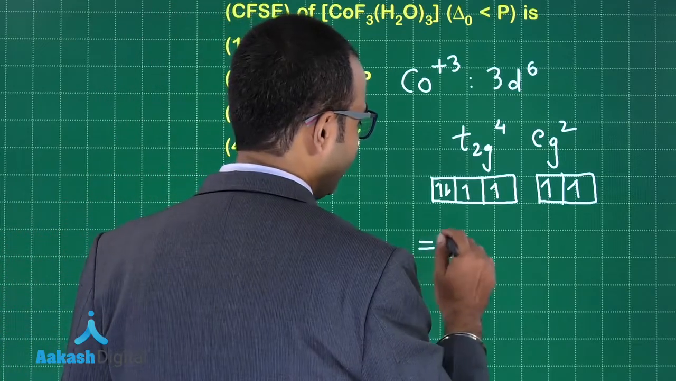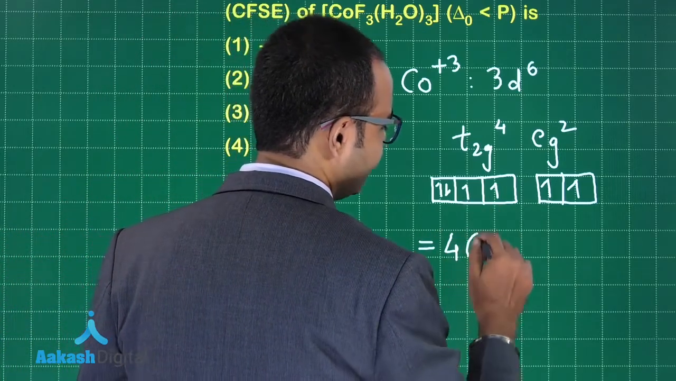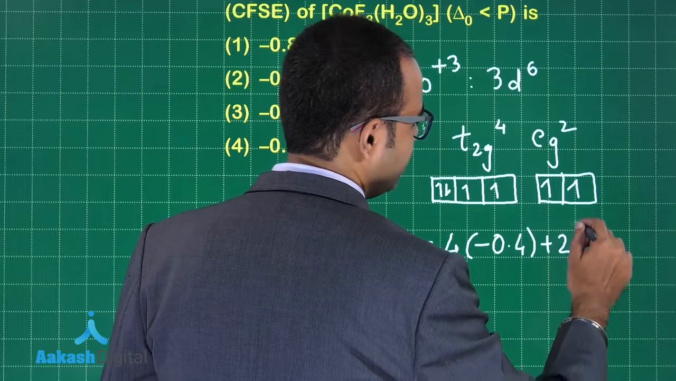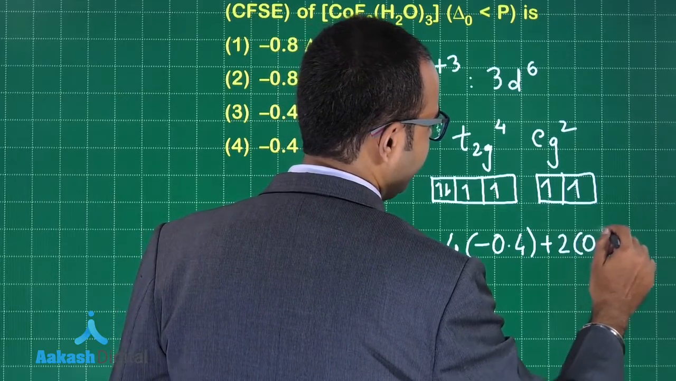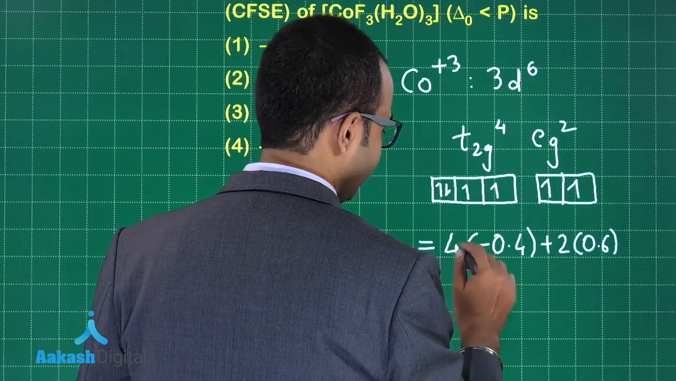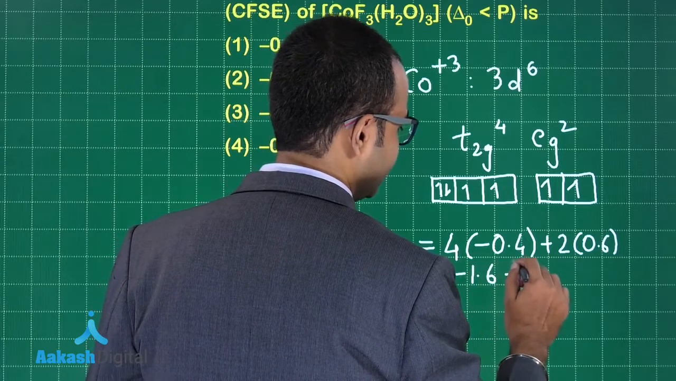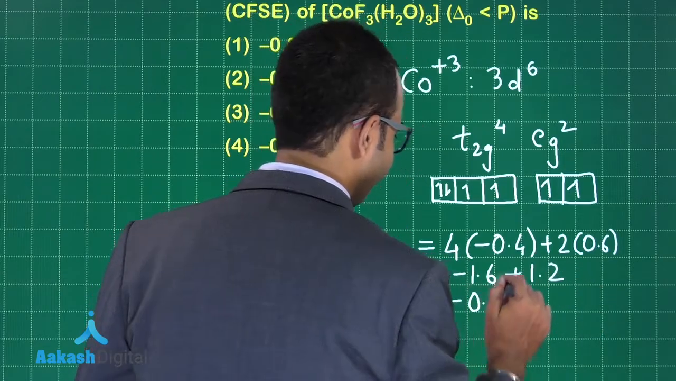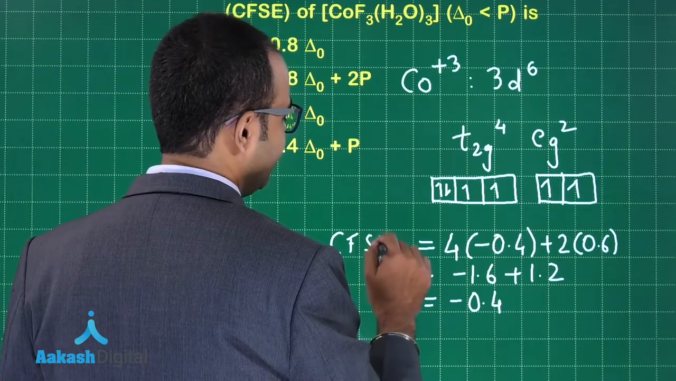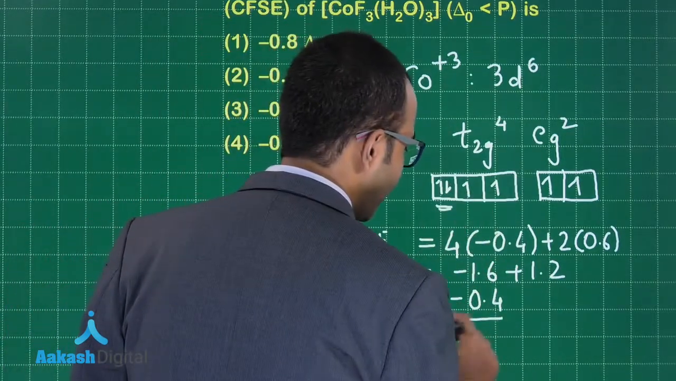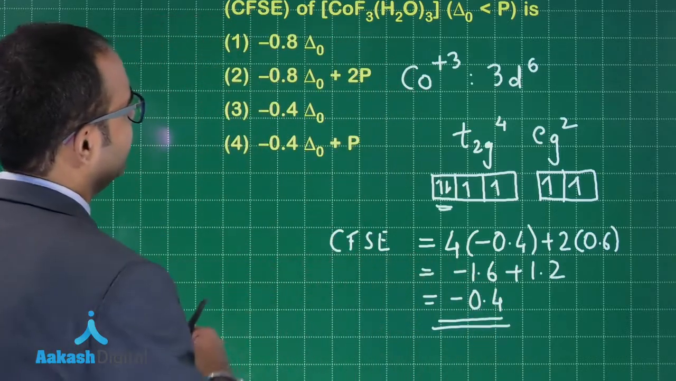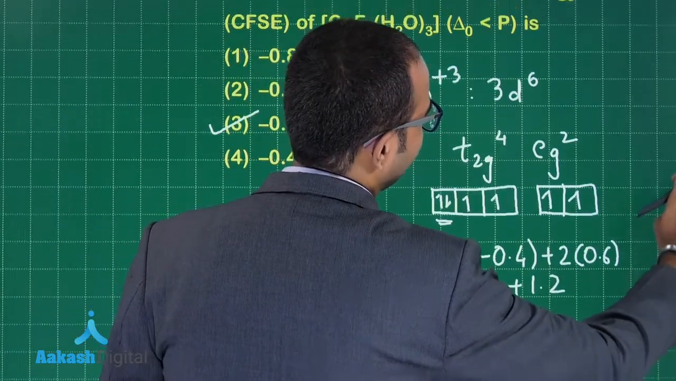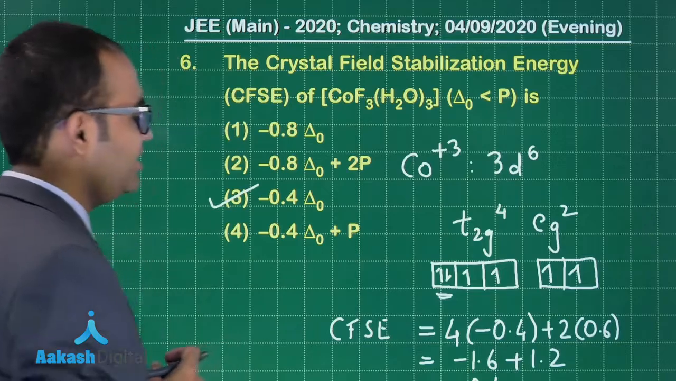So we'll multiply these 4 electrons by -0.4, and these 2 electrons will be multiplied by 0.6. So this will be -1.6 plus 1.2, which is -0.4. So we have calculated the crystal field stabilization energy as -0.4. So the answer over here is option 3, guys. Okay. So I hope you have understood this. A very simple calculation of crystal field stabilization energy.